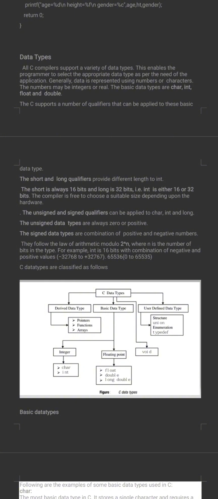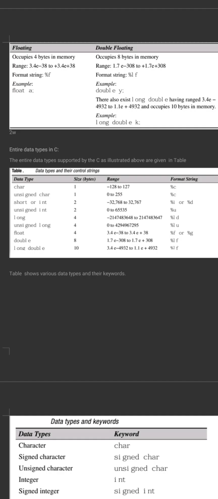And the next one is basic data types. Basic data types are integer and floating point, and in the integer we have char and int, and in the floating point we have float, double, and long int. And the next data type is void. Void means nothing. And the last one is user defined data types, for example structure, union, enumeration, and typedef.